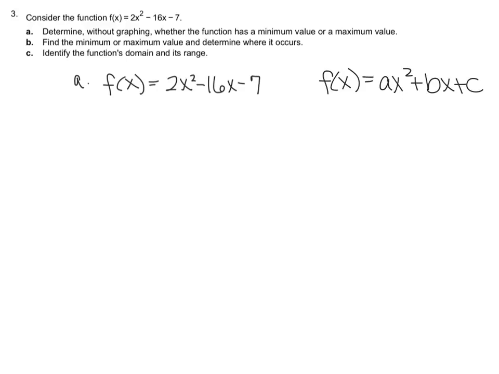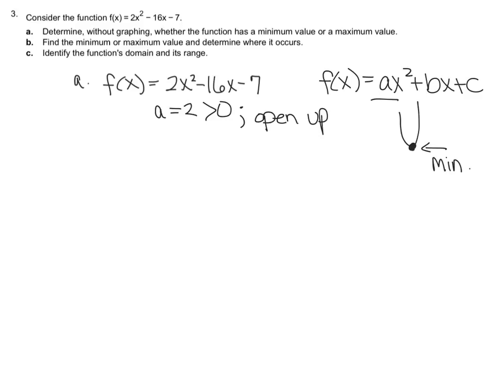Next, we need to identify the value for a. So in this case, a is 2. Since a is greater than 0, our parabola is going to open up. If we have a parabola that opens up, that means our vertex is going to be the minimum point. So, for part A, our function has a minimum value.